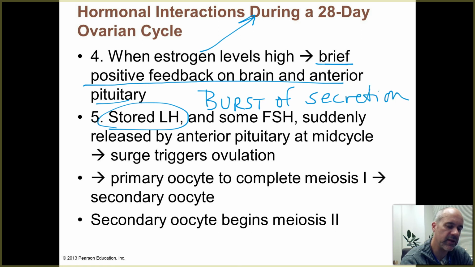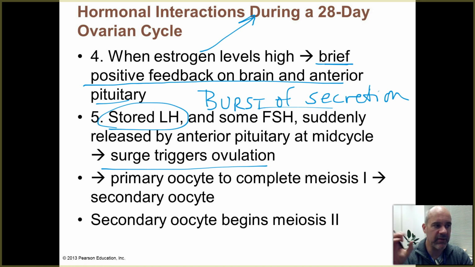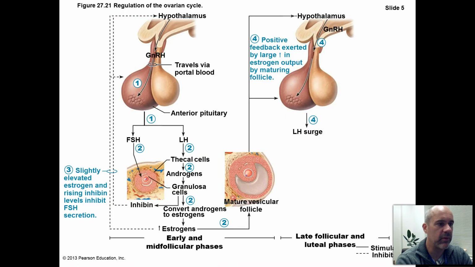All right, so you've got cells in the anterior pituitary that are storing LH and FSH, and when the estrogen levels reach a certain point, right in the middle of the ovarian cycle, that stimulates this big burst of luteinizing hormone, and that's the signal that triggers ovulation. So the mature follicle breaks open, and the primary oocyte in there completes meiosis 1, becomes a secondary oocyte, and that secondary oocyte is able to ovulate and be released.